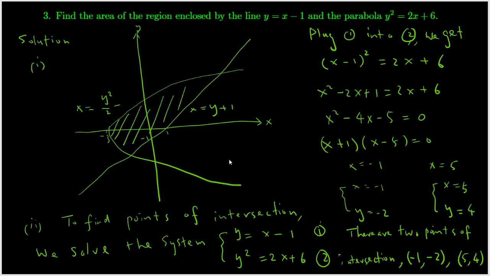I'm going to label the point using the coordinates. -1 x coordinate and -2. This is the point with x coordinate of 5 and the y coordinate of 4. We're done step 2. We got points of intersection. After getting the points of intersection, then we can get the interval on which we evaluate the integral.